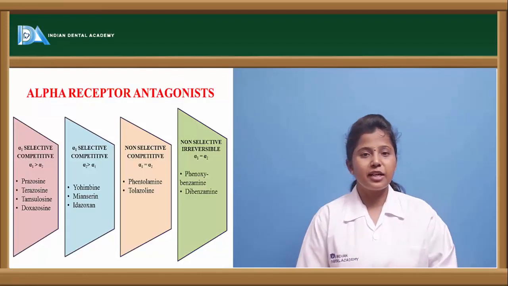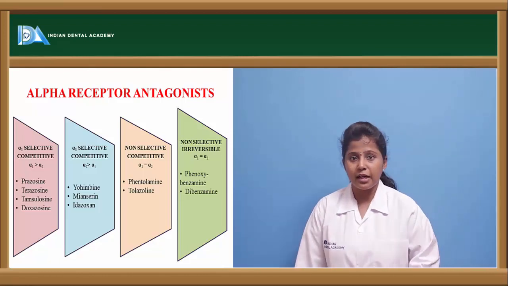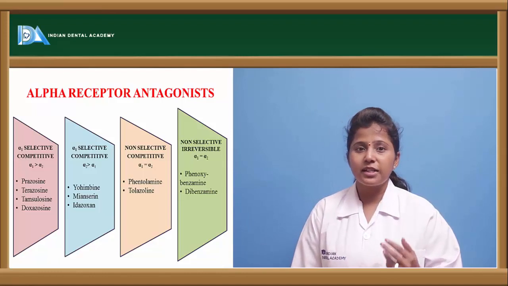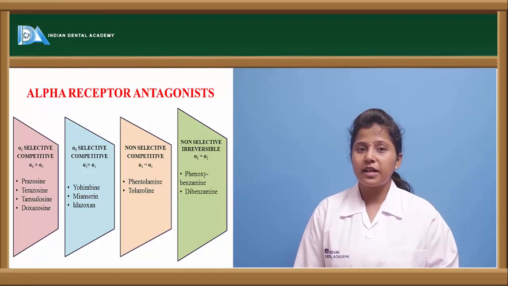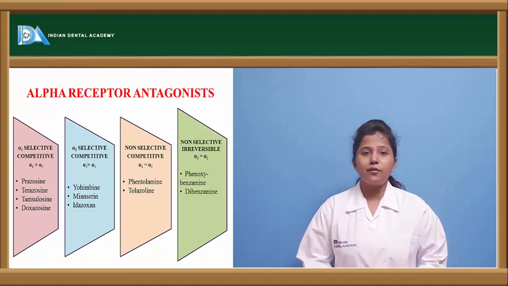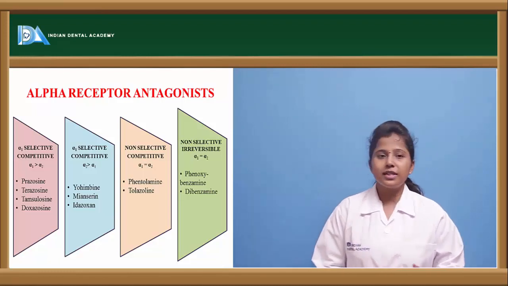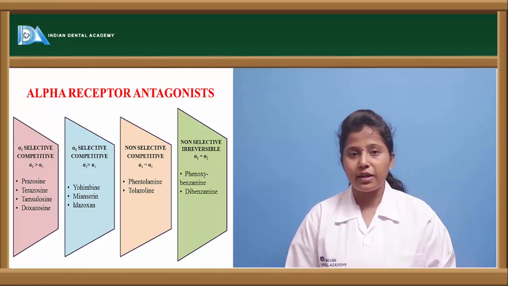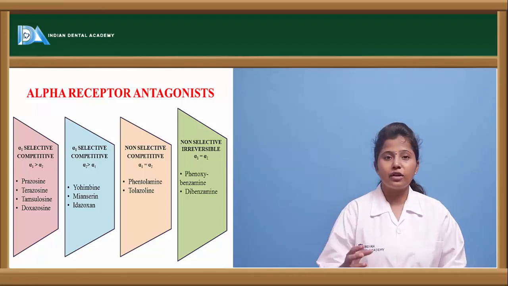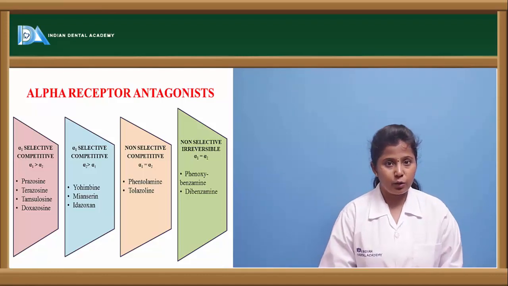Let us see the classification of alpha receptor antagonists. What are the drugs which come under this category? These alpha receptor antagonists are categorized into two types again, selective as well as non-selective. The first is alpha 1 selective competitive. What does this mean? Here the affinity of the drug towards the alpha 1 receptor is more when compared to the alpha 2 receptor.